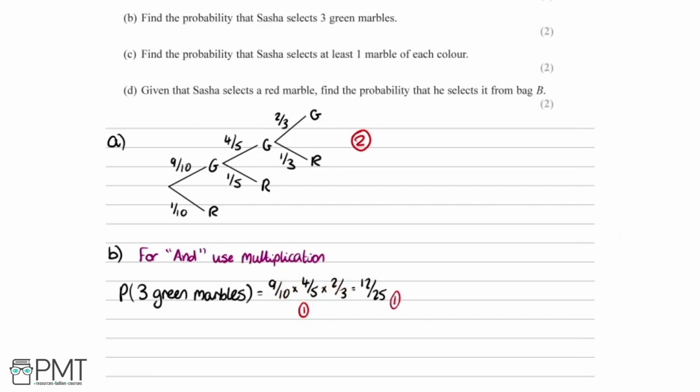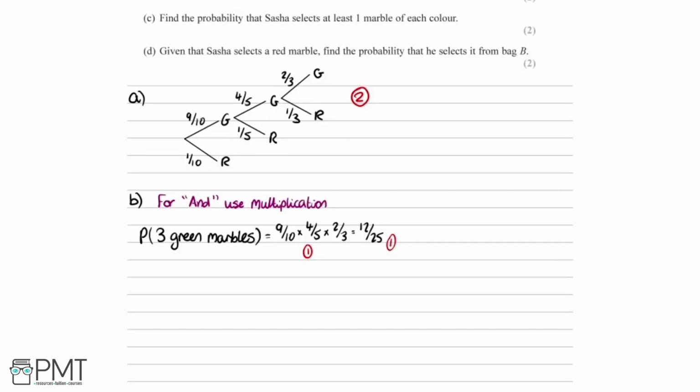And then we get a final mark here for the correct probability. Now part C says, find the probability that Sasha selects at least 1 marble of each colour. I'm going to use the tree diagram to help visualise this a little bit.